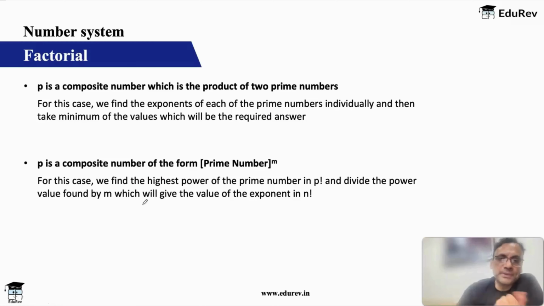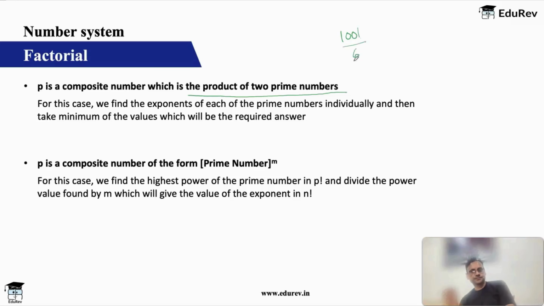What if now P is a composite number? So P is a composite number which is the product of 2 prime numbers. For example, I want to know 100 factorial can be divided by what highest power of 6? This can be one question. And the second case is P again is a composite number in the form prime number to the power m. Now both the cases you can take together. Don't worry about them. I'll tell you both, but both cases are similar.